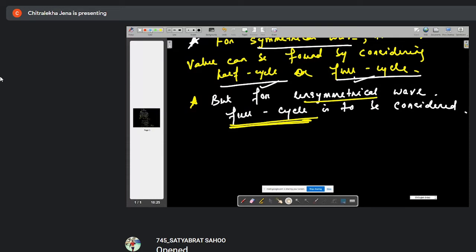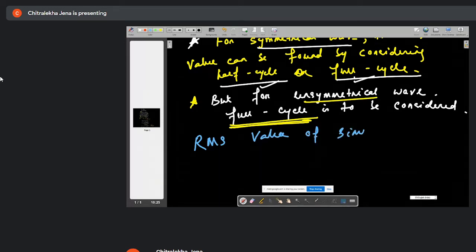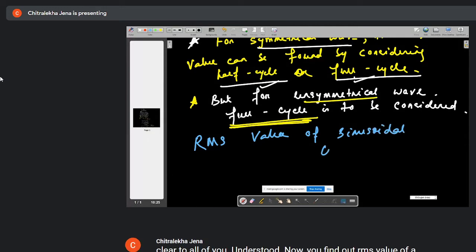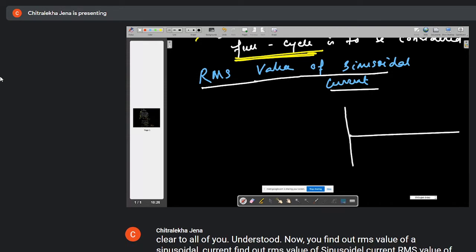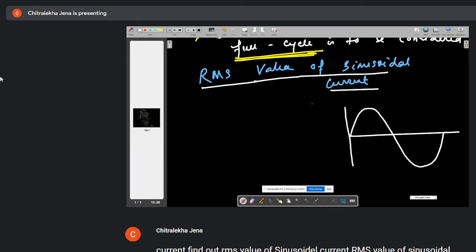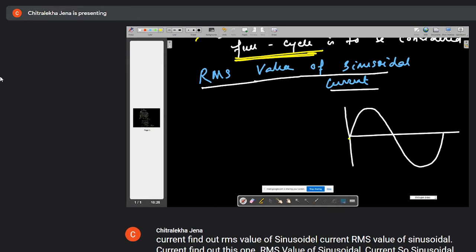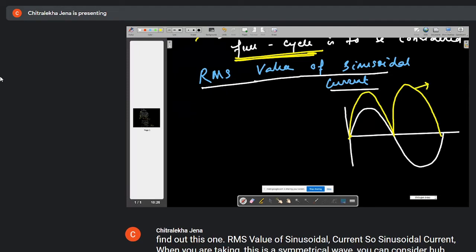Understood? Now find out the RMS value of a sinusoidal current. For a sinusoidal current, this is a symmetrical wave, so you can consider half cycle or full cycle in order to find the RMS value. This is my I square waveform.